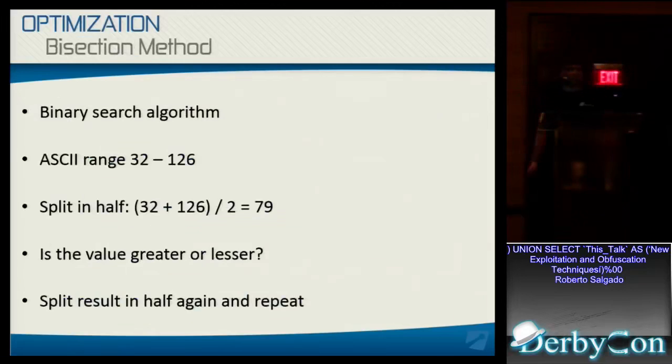So, starting with the bisection method. The bisection method is commonly known as the binary search algorithm by computer scientists. As I was saying, we only consider the range 32 to 126. What you do is you have an array or a list, and you split it in half and check each half for the value you're looking for. You check if the value is greater or less, check both sides, and then you repeat. You split whichever side the value was in again in half and keep on dividing. It's a divide and conquer algorithm.